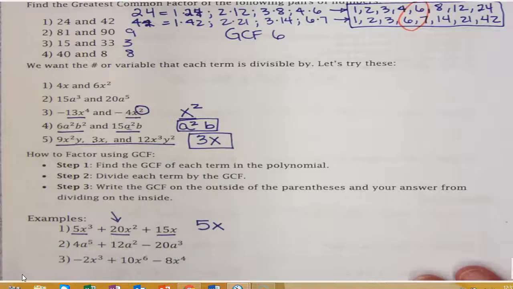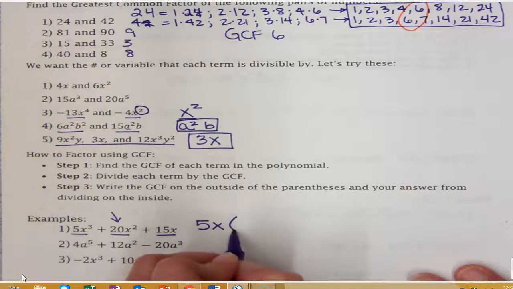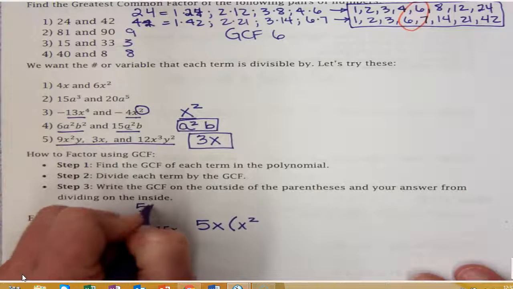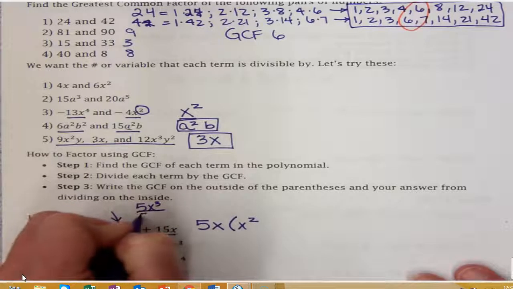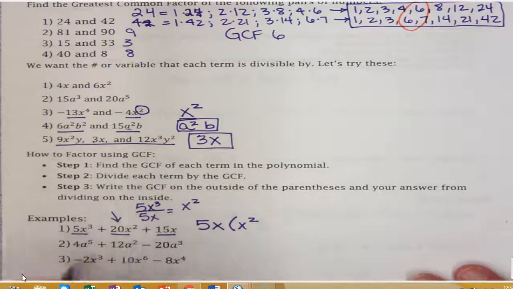How many x's can I take out? 3. But this is a smaller exponent of 2. This is the smallest exponent of 1. So therefore I can only take out 1. What am I left with? X squared, because 5x to the 3rd divided by 5x is going to leave me with x squared. That is what goes there.